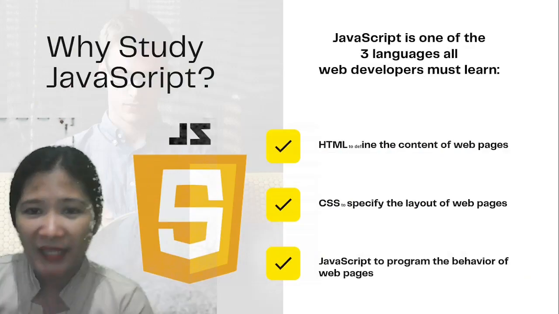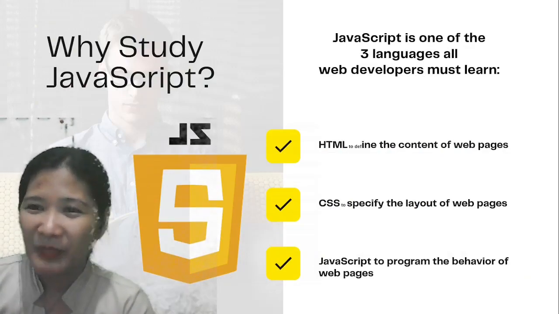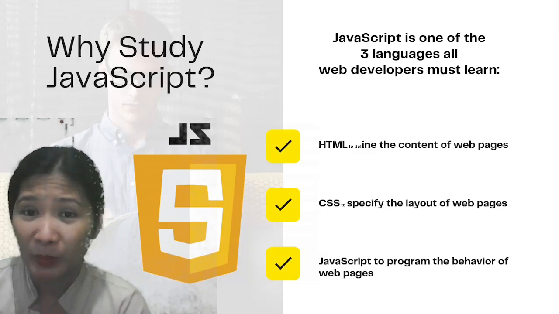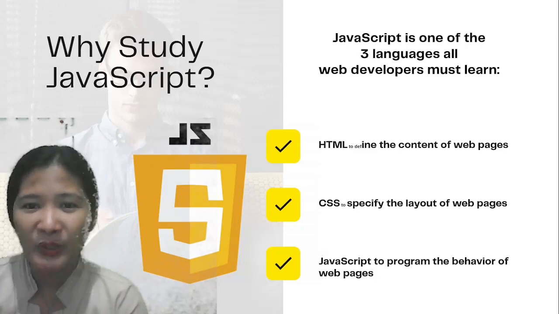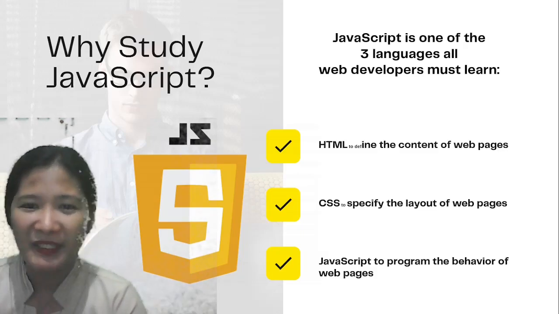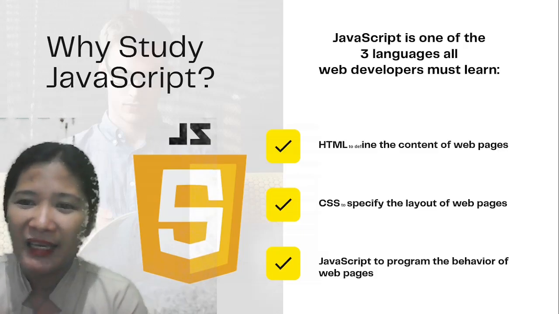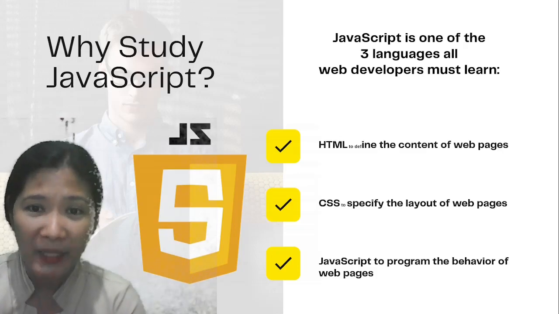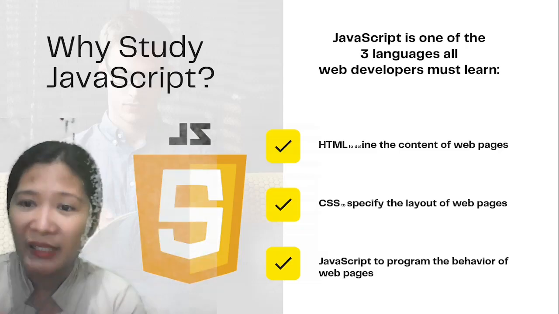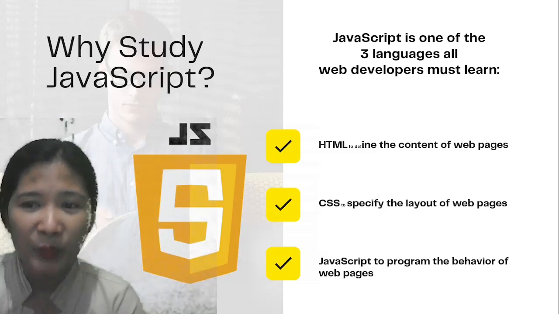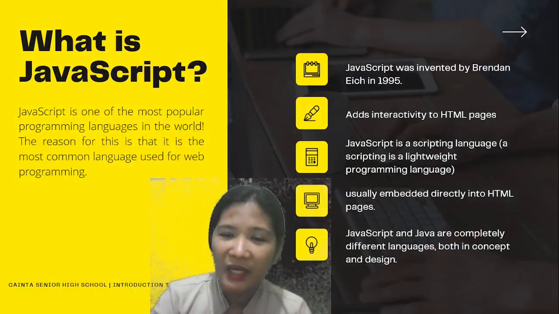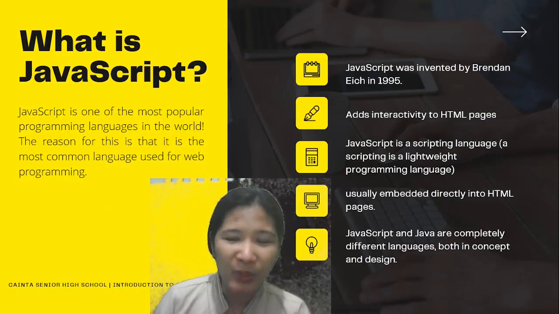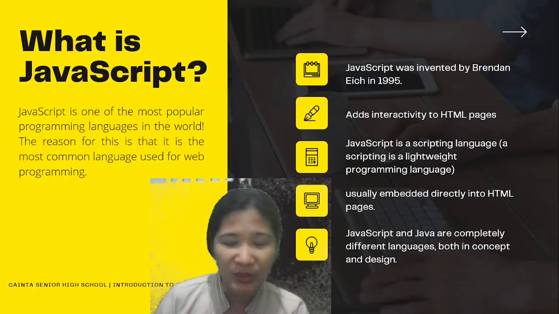Now, why do we study JavaScript? JavaScript is one of the 3 languages all web developers must learn. It is the commonly used programming language for web design and web development. As we have discussed on the previous slides, HTML is the content of the web pages. CSS specifies the layout of the web pages. And JavaScript brings interactivity, or JavaScript programs the behavior of the web pages. JavaScript is one of the most popular programming languages in the world. The reason for this is that it is the most common language used for web programming.